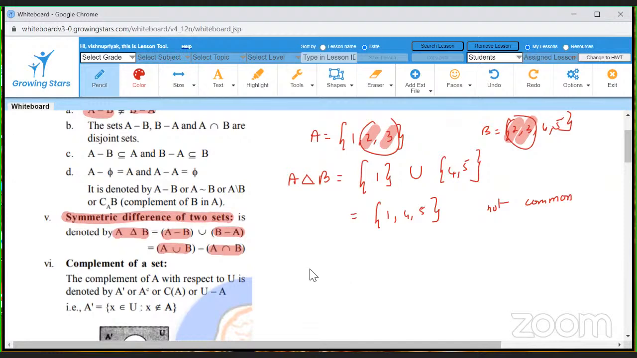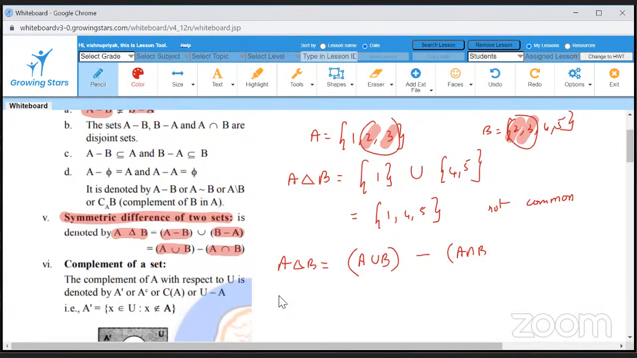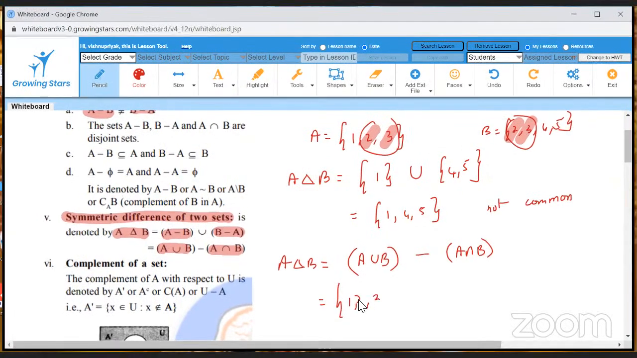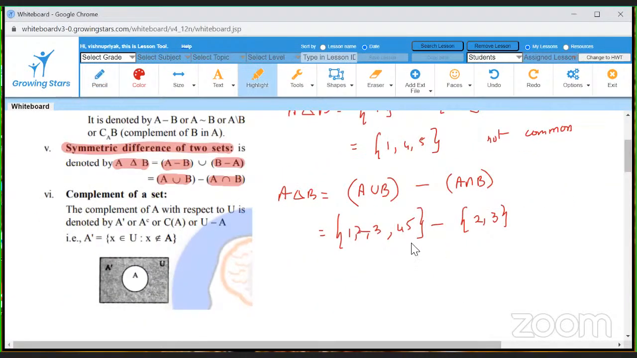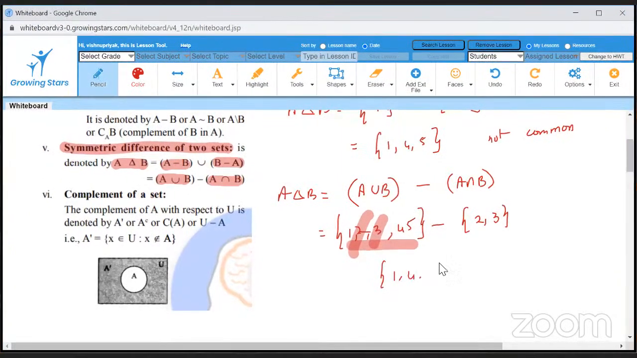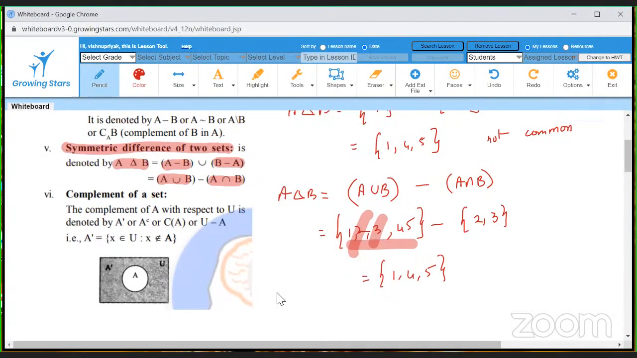That is why the second definition. What is the second definition? What is A delta B? Take A union B, but don't take the common A intersection B. That is what they are saying. A union B means 1, 2, 3, 4, 5. And A intersection B means common, 2, 3. So from this set, you have to remove 2, 3. Common ones you have to remove. So the not common ones you are taking. That is the symmetric difference of two sets.